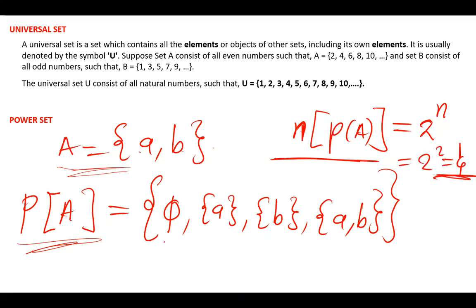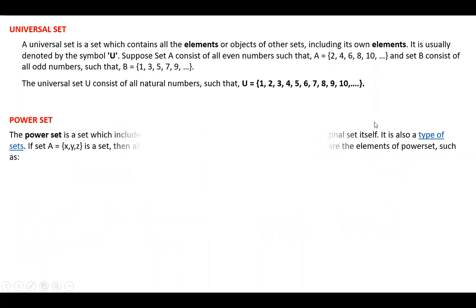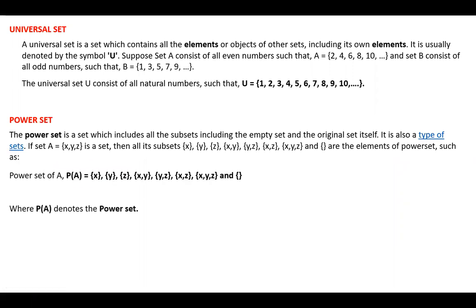So when you count the number of subsets here, you discover that there are 4. We have 1, 2, 3, 4. So that's what it means when they say cardinality of the power set of A. Cardinality is simply the number of elements. All right, so that is a power set.